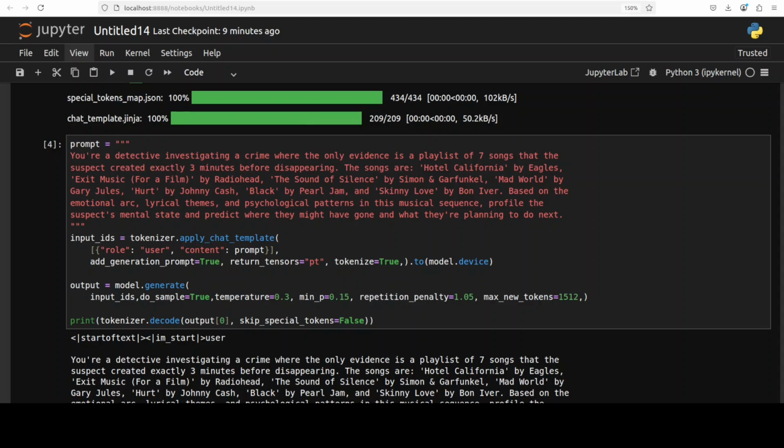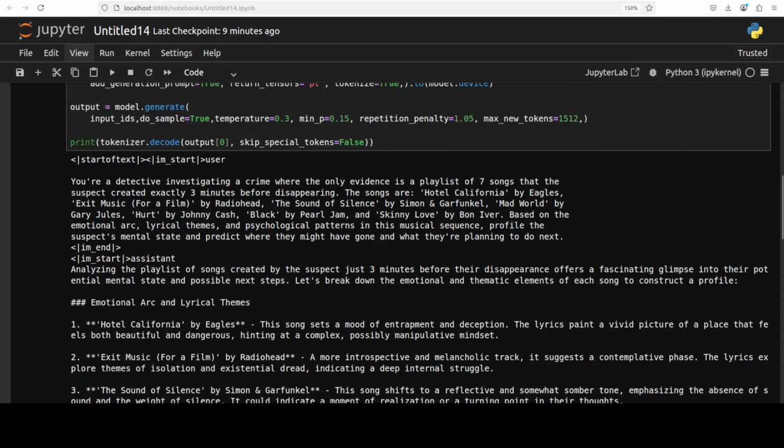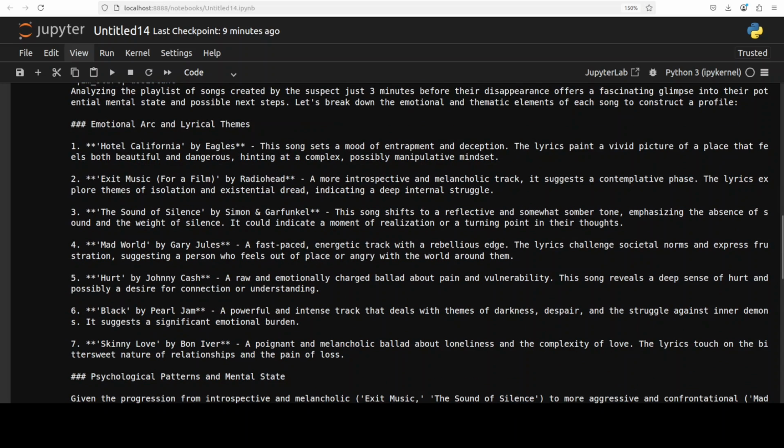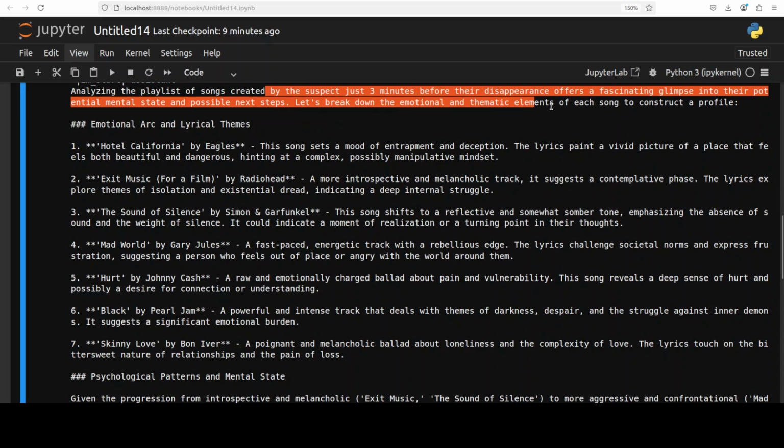And then I am asking it to profile the suspect's mental state and predict where they might have gone and what they are planning to do next. So a lot of stuff is happening here, like pattern recognition, predictive reasoning, creative deduction, and also cultural literacy. So you see that it is analyzing the playlist of songs. There you go. So it has fully understood what I'm asking.